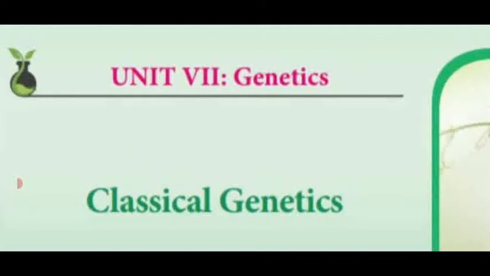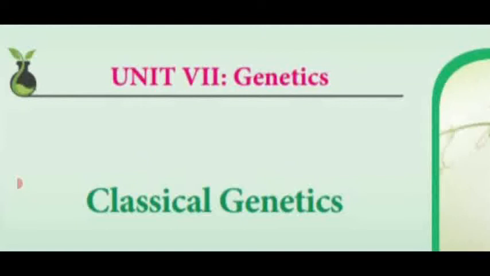So the ratio of 1:2:1 is modified into 2:1, or it may be modified into 1:2, due to the dominant or recessive allele which causes death of the organism. That is said to be the lethal gene. Example, Antirrhinum plant. Up to this we have seen in the previous video class.